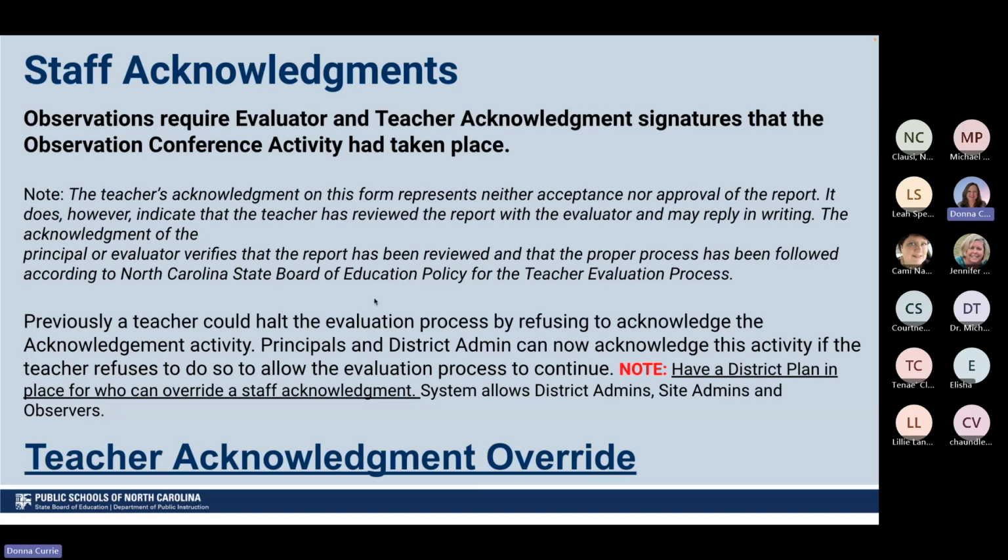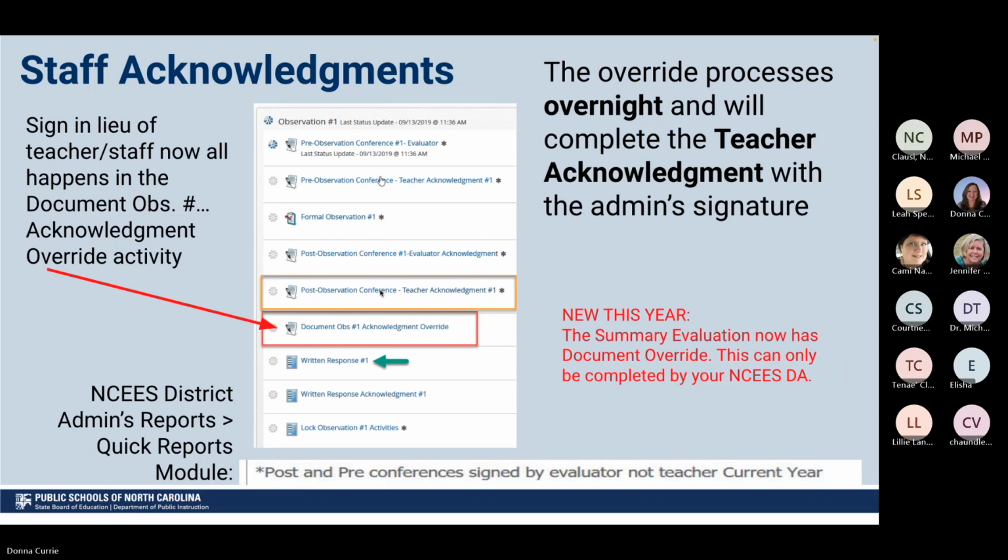You know, there is that plan in place. If you need to do the document summary override, that can be done. Just have a plan in place of who can do that and what requirements there are to have that process done, so you can continue on with additional observations later on in the school year. And just remember that in lieu of the teacher signature, when you do that acknowledgement override or teacher override, it will say who did that. So it'll have whoever's name did that override. Remember that override is not immediate. It does need to process overnight.